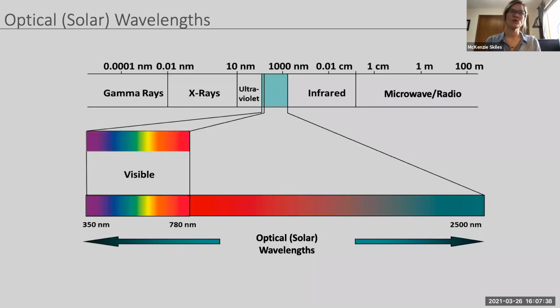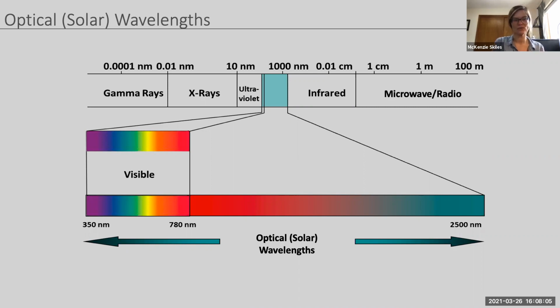Okay, so what do I mean when I am saying optical or solar wavelengths? This is the part of the spectrum basically where sunlight is coming in to the surface of the Earth. So part of that spectrum is the visible wavelengths where we see, but it also extends past the visible wavelengths out to about 2,500 nanometers. So that's the near infrared and shortwave infrared.